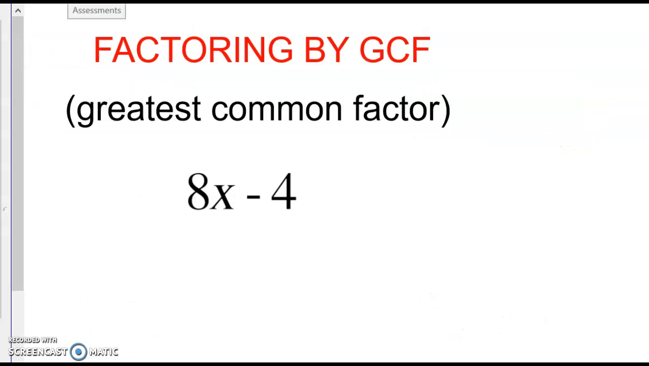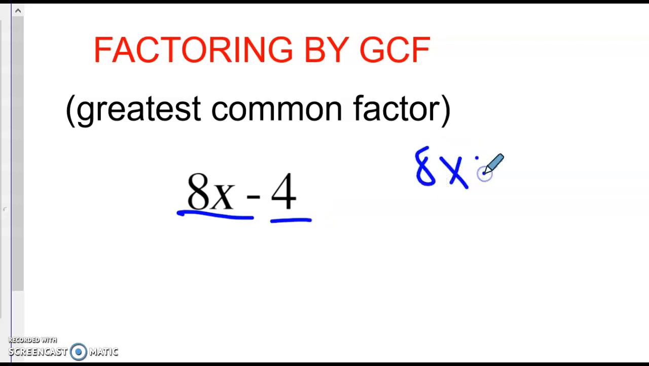So, factoring by the greatest common factor. We first look and we notice, do these terms have any common factors? So, I see 8x and I see negative 4. So, to get 8x, I can multiply 4 times 2. I can multiply 8 times 1 and 4. Right, so I can list the factors if I want.